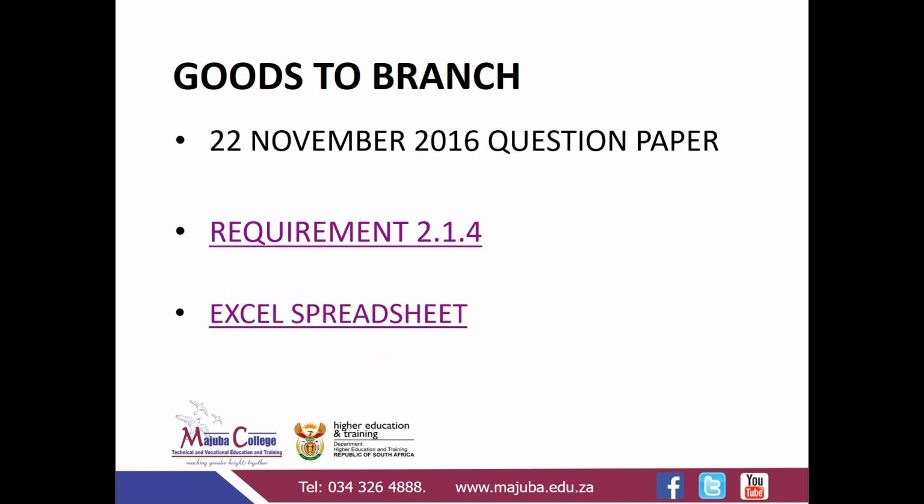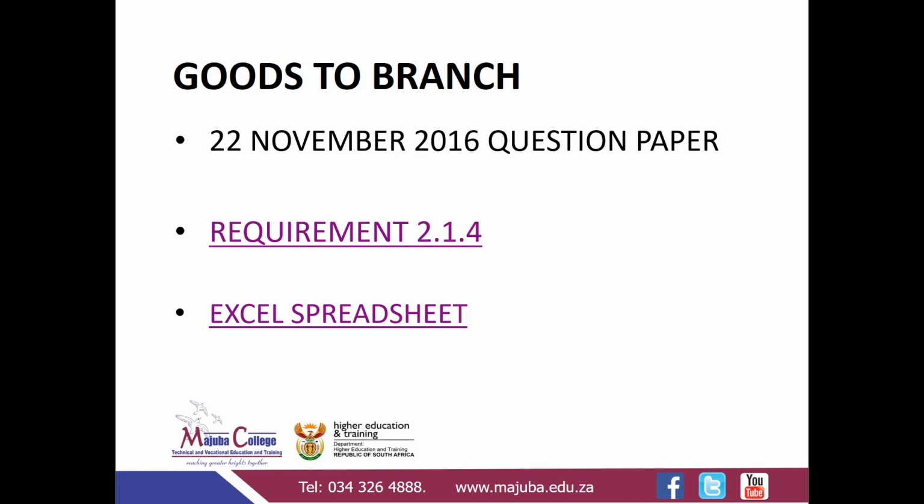I'm going to use the Excel spreadsheet to illustrate the preparation of goods to branch. Before I even go to the nitty-gritties of completion of goods to branch, I quickly want to highlight important principles pertaining to goods to branch. The head office will normally purchase stock for the entire business, that is for the head office and for its branches. This will be done in order to ensure that quality is achieved in purchases of stock.